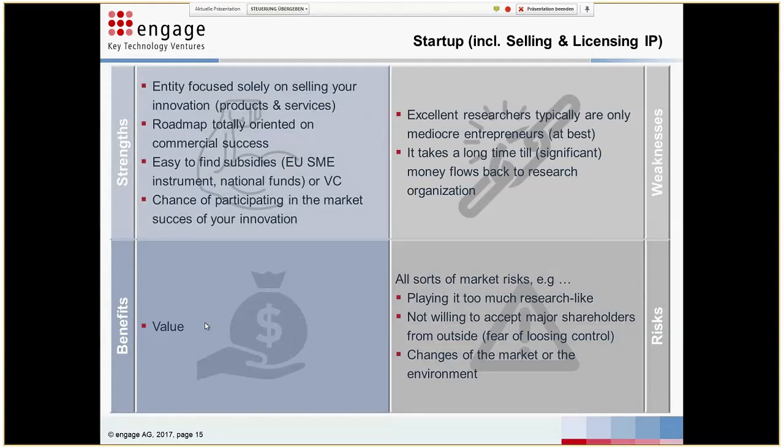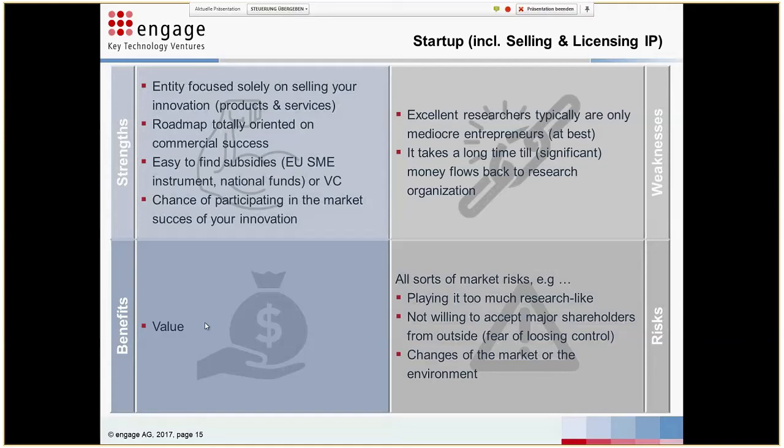on commercializing your innovation. This startup has only one goal: making the most out of your innovation. This startup doesn't have to teach or to educate students. They don't have to deliver research. They need to develop and sell products. And that way you can design a roadmap which is totally oriented on commercial success. And it's also a lot easier to find relevant subsidies than when you would do this as a research organization.